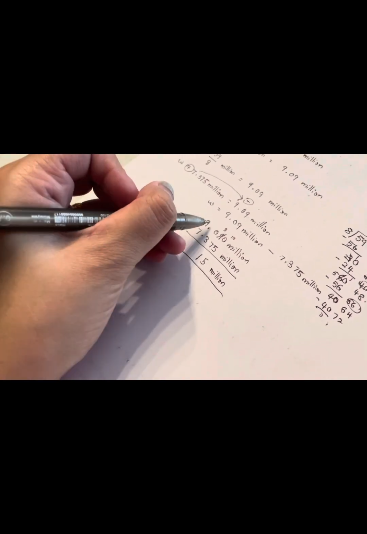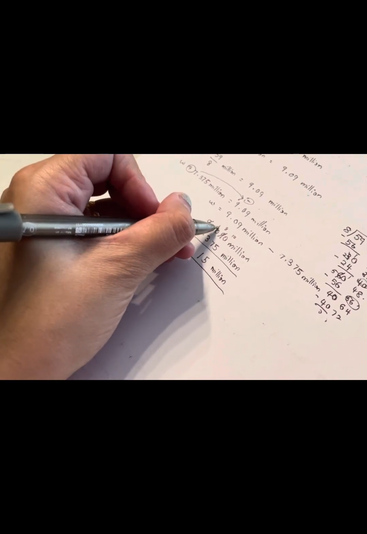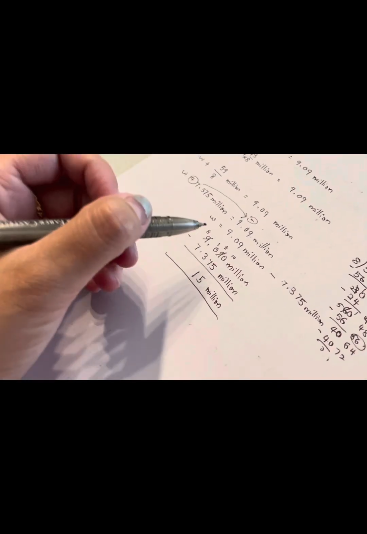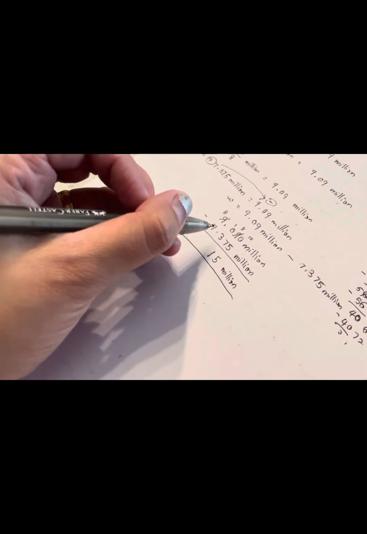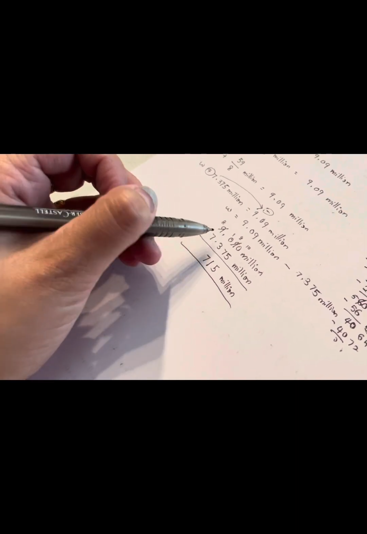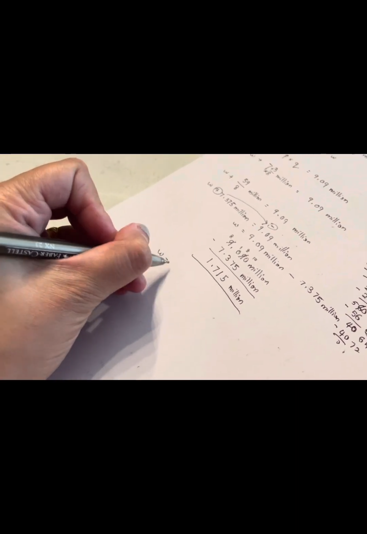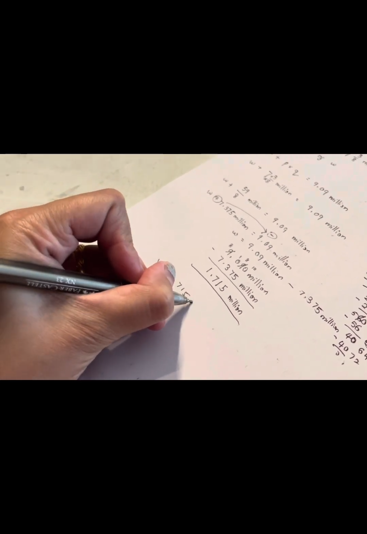0 minus 3 cannot. So you need to borrow from 9, borrow 1, remains 8. Is it okay? You have a look first. Okay. Now, 10 minus 3 is 7. 8 minus 7 is 1. So the value of w is 1.715 million.